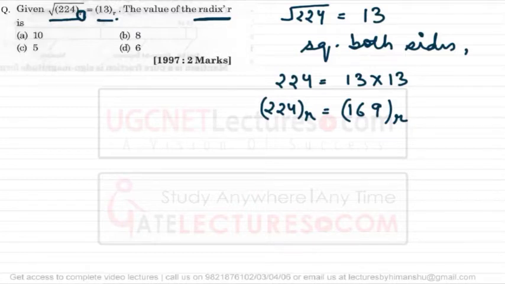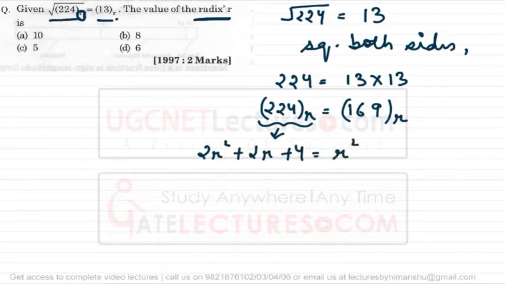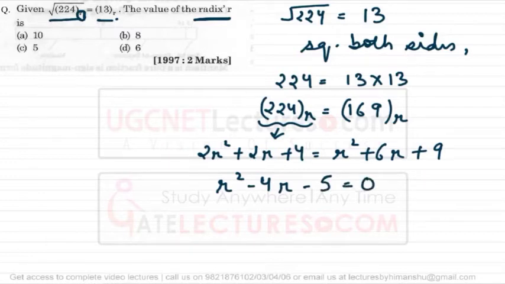Now let us apply the conventional formula. We know that if we want to convert this number into the decimal number system, we have to multiply with the respective weights of each bit. So what we get is 2r square plus 2r plus 4 is equal to r square plus 6r plus 9. I'm just rearranging this to make a single equation. So this becomes r square minus 4r minus 5 is equal to 0. I'm going to factorize this equation just to find the value of r.